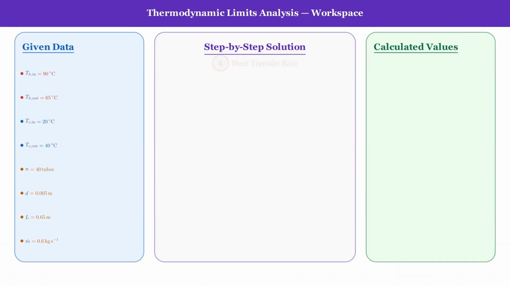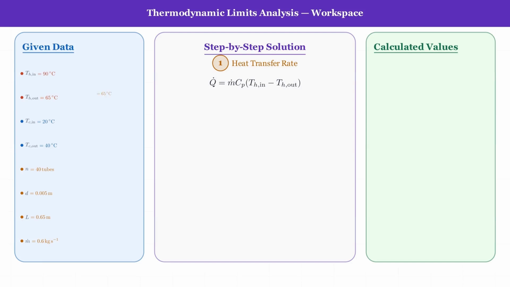Step 1. Determine the total rate of heat transfer. This is the thermal duty of the radiator, the power it must continuously move from the water to the air. We calculate it directly from the hot stream energy balance, since the mass flow rate, specific heat, and both water temperatures are given. The governing expression is Q dot equals m dot times Cp times the quantity TH in minus TH out. To select the correct specific heat, we evaluate water properties at the mean bulk temperature of the hot stream, the average of 90 and 65 degrees Celsius, which is 77.5 degrees.